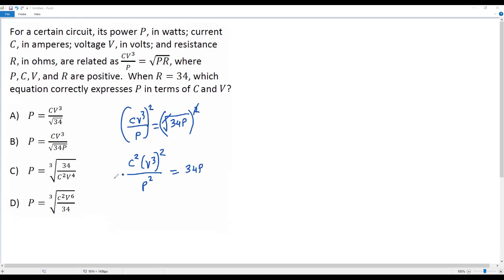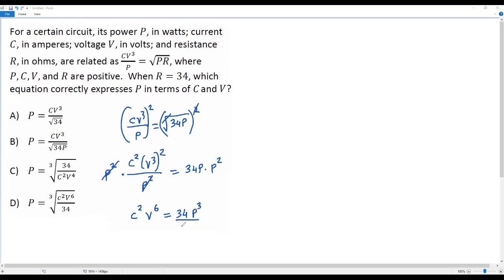Okay, now let's multiply both sides of this equation by P squared to get rid of the denominator. Okay, now let me do it. On the right side, here this P squared will cancel out. We get C squared, and a power is raised to another power. Whenever a power is raised to another power, we can multiply the two exponents. Then we get V to the sixth power equals 34 times, when I multiply this P and P squared, I am getting P cubed.